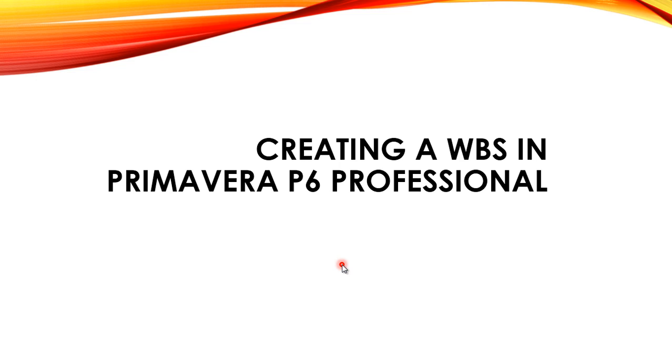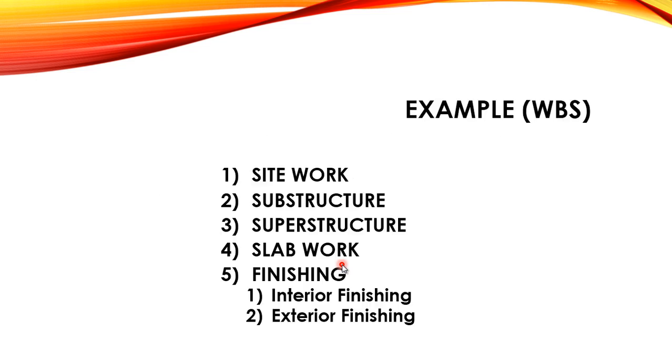Now we will create a WBS in Primavera P6 Professional. So here is an example. We will create the WBS for a residential building. The WBS contents are site work, substructure work, superstructure work, slab work, finishing. Now we will also subdivide this WBS level finishing into interior finishing and exterior finishing.